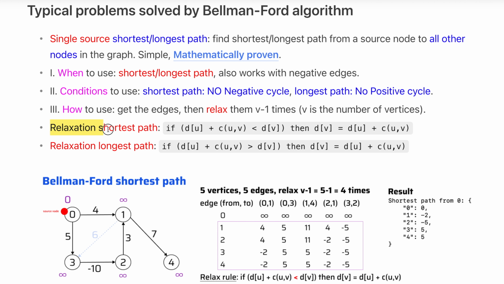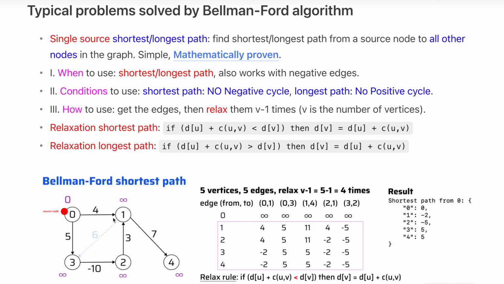Then what is the relaxation for shortest path? It's the general rule we have here. What this line is saying is, if the distance to node U plus the cost from node U to V is smaller than the distance to node V, then the distance to node V is gonna be equal to the distance to node U plus the cost from U to V.